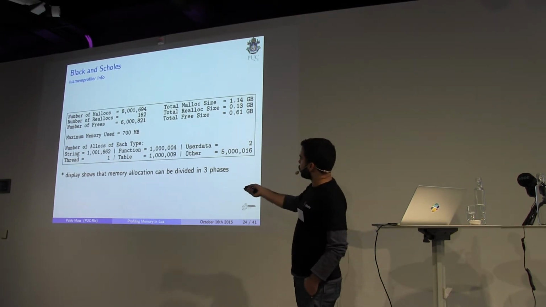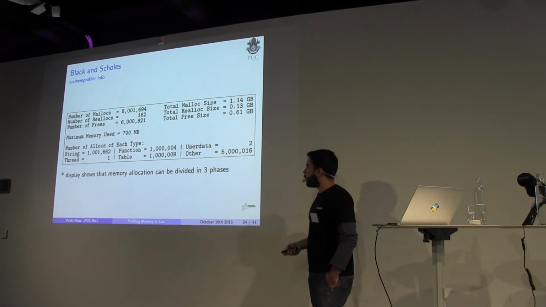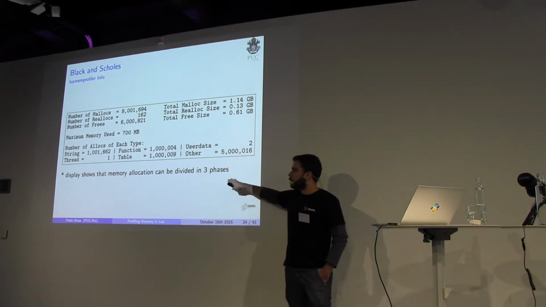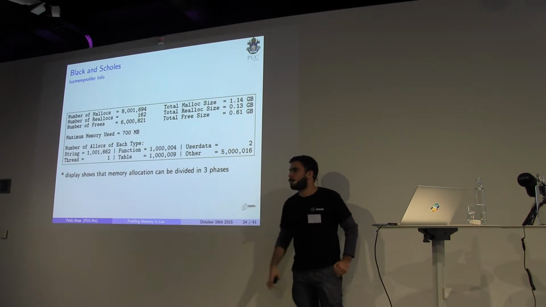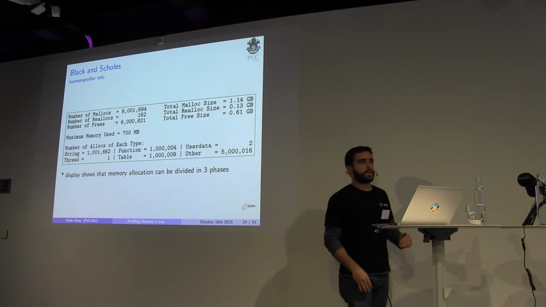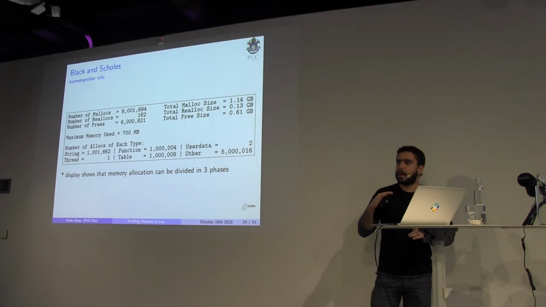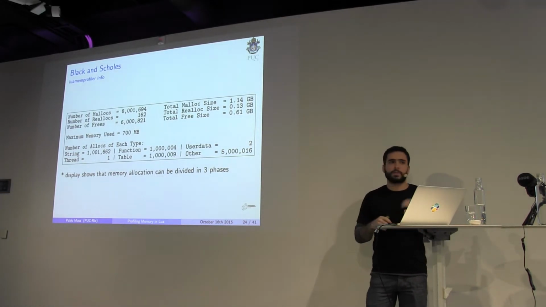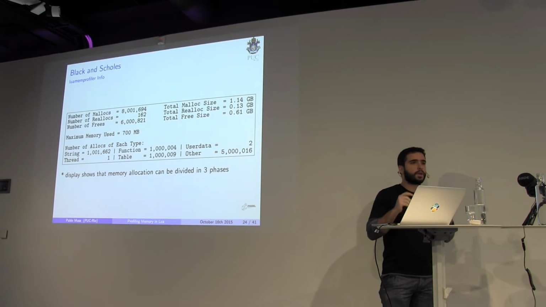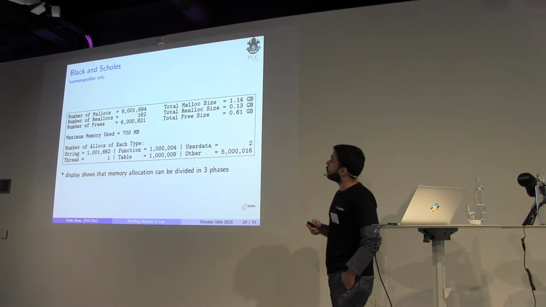You also have the types here: string, function, table, and others. And if you look at the display, you can see that the allocation is divided in 3 phases. You have a start, which has a lot of allocation, then it stops for a lot of computation, then a small allocation, and finally another small allocation. So it's pretty clear that you have these 3 phases.